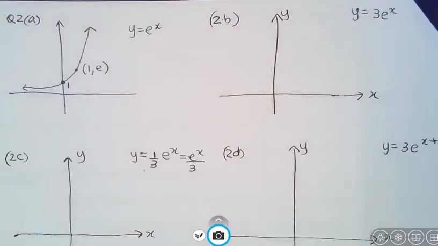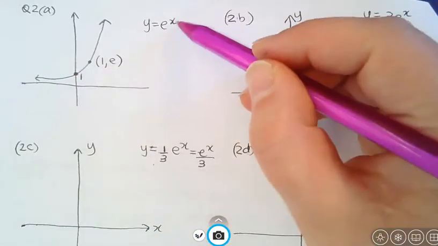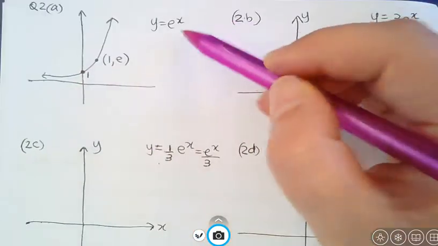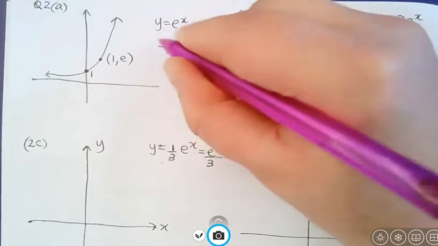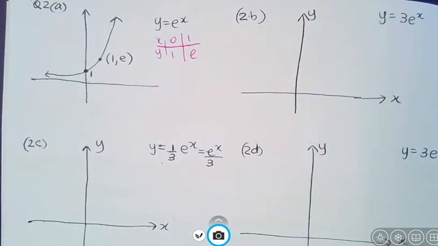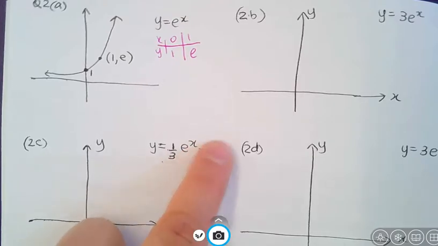Y equals e to the x is there. So when x is 0, y is 1, because e to the 0 is 1. And when x is 1, y is e. So that's 2 points. All right, y equals 3e to the x. Just explain what would happen to that graph. It would be stretched by a factor of 3 from the x-axis. Okay? Then you can do a third e to the x, which is e to the x over 3.